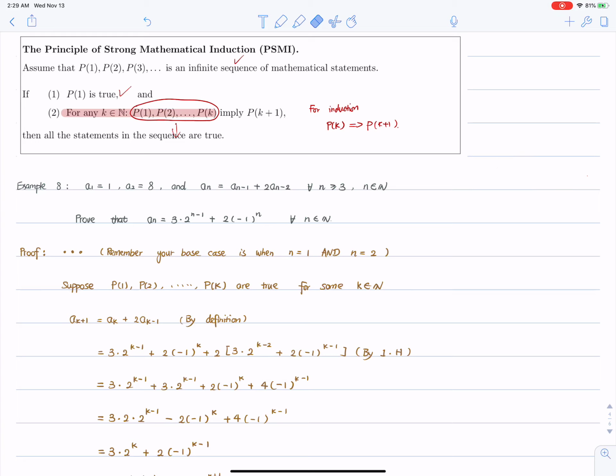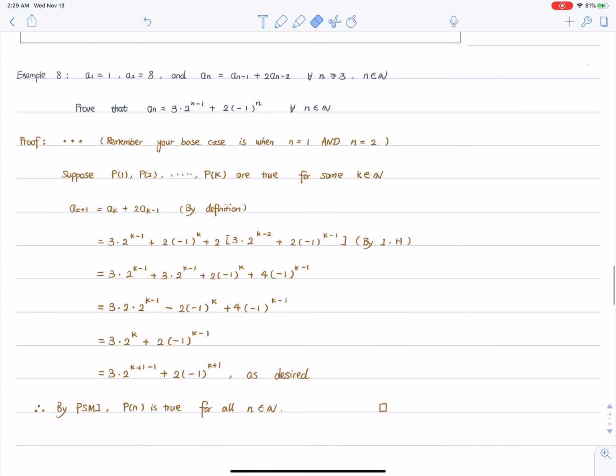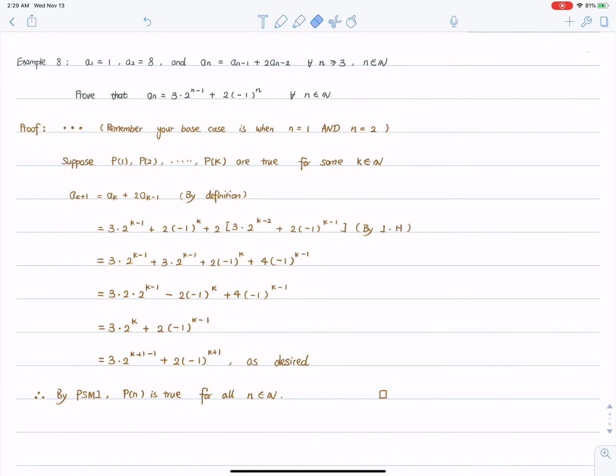I'm just gonna erase that because I don't want you to do it. Anyway, this is a very typical strong induction question. When you have a recursive sequence, your term depends on the last term and the term before. When you see this, you know that you need to use strong induction.